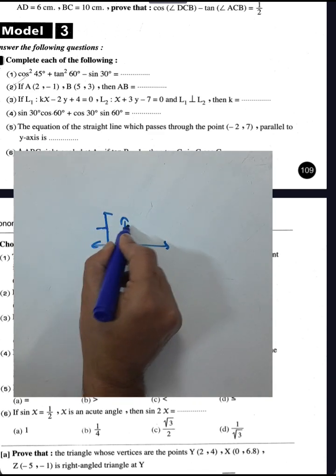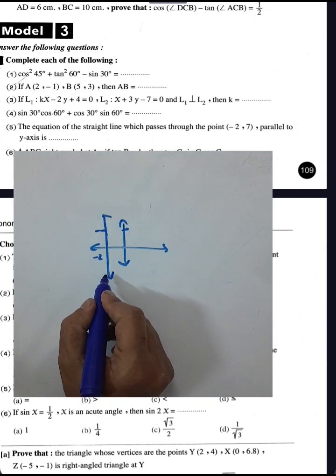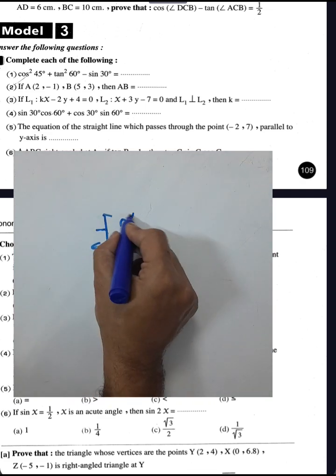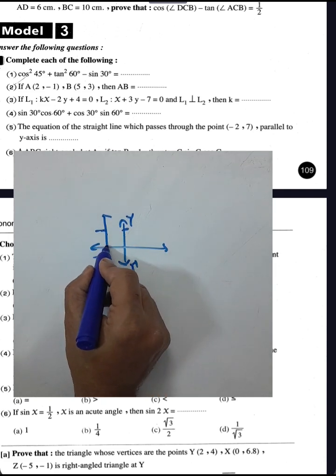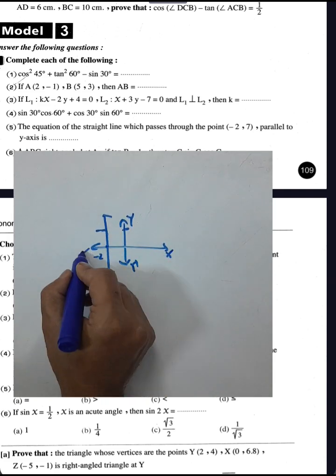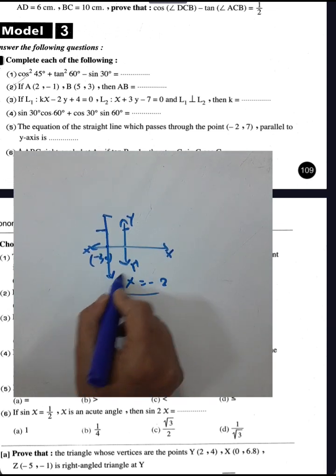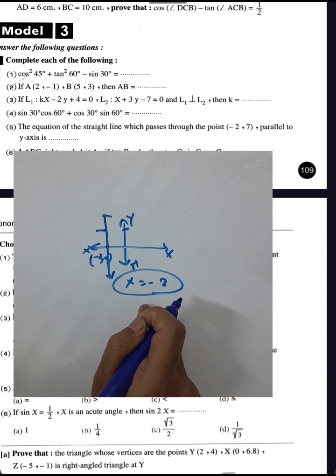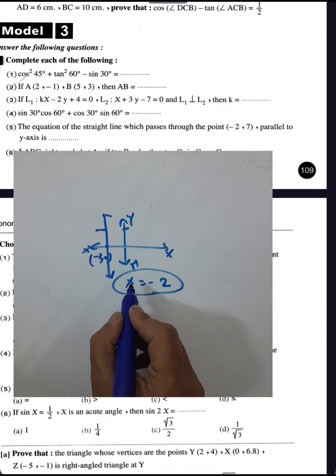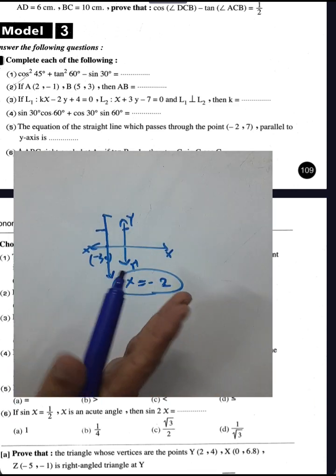This point here, it tells us parallel to the y-axis, then its intersection with the x-axis will be at the point (negative 2, 0). Then the equation will be x equals negative 2. The result will be x equals negative 2. The equation will be what? X equals negative 2. Okay, understood?